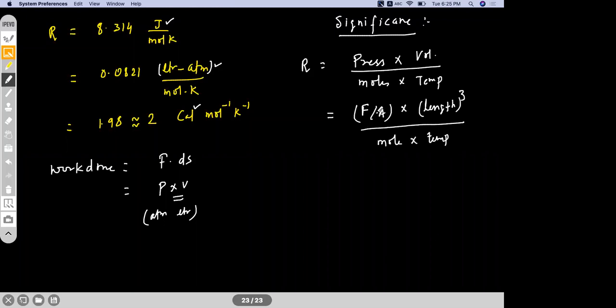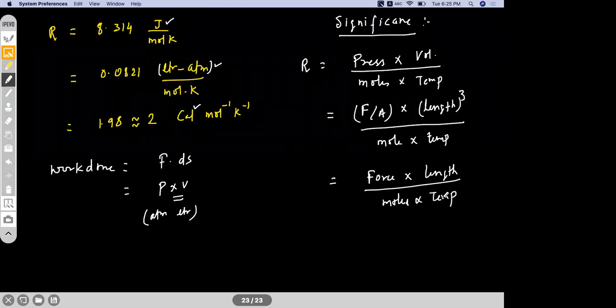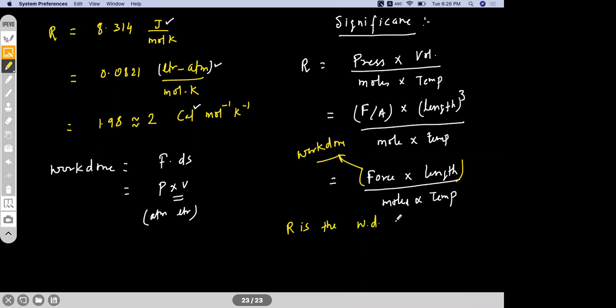So you see, area is what? Area is length squared. Here we have length cube. So we can write this as force into length, and that becomes the work done, divided by moles into temperature. So R is what? This force into length becomes the work done. So R is a work done per unit mole and per unit temperature. The significance is R is the work done per unit mole per unit temperature. Any doubt?